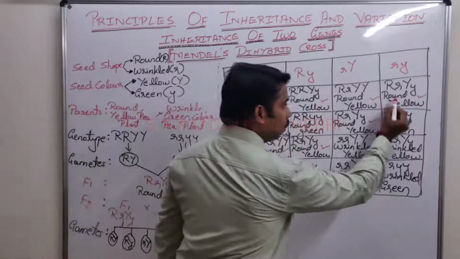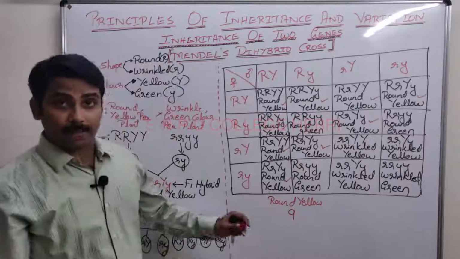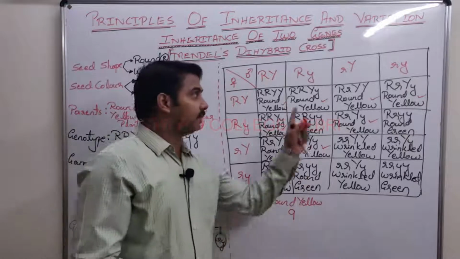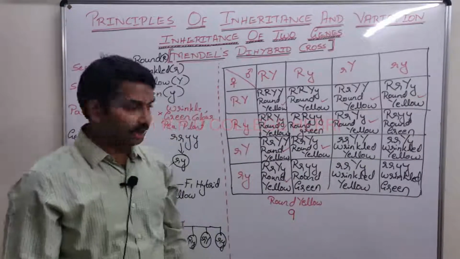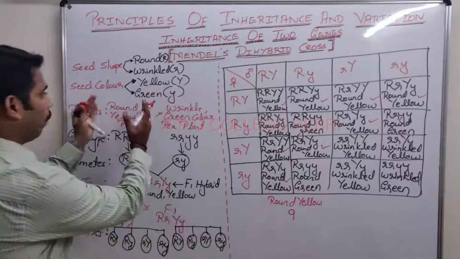So round yellow is one of the phenotypes, one of the characters that I can see in the F2 generation that resembles one of the parents.